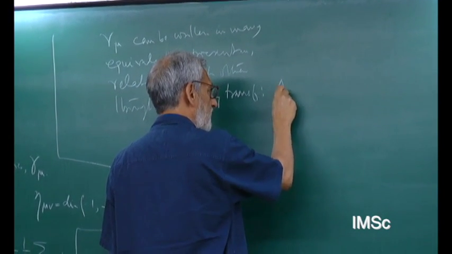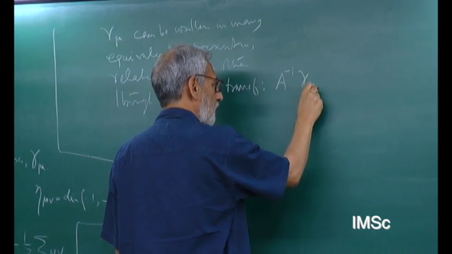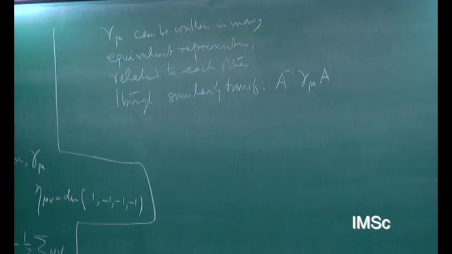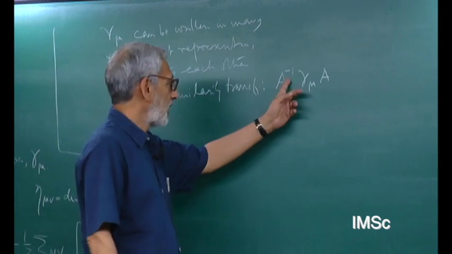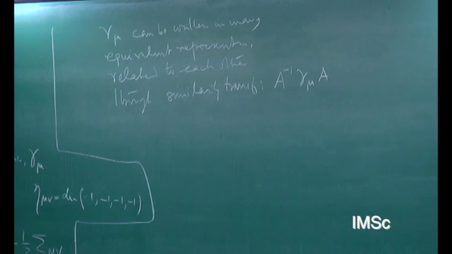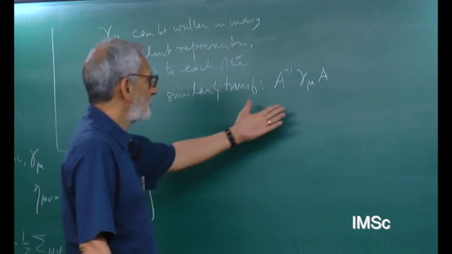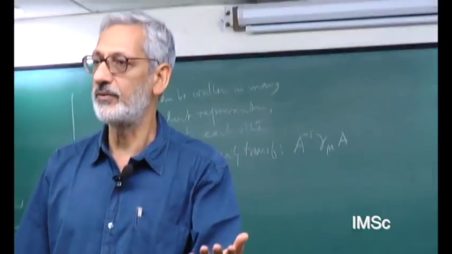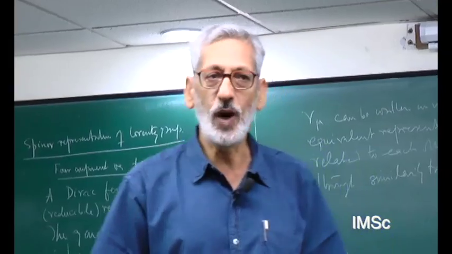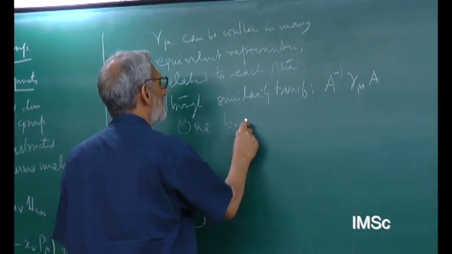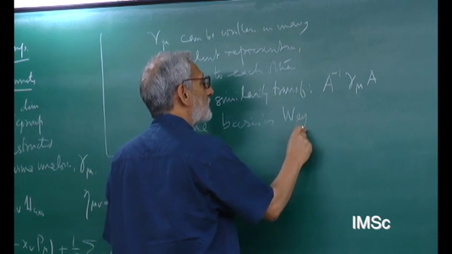Similarity transformation: take a matrix A inverse gamma mu A. So if gamma mu satisfy this algebra, so do A inverse gamma mu A. You can check it for yourself. So we can use this property of this algebra to write gamma mu's in any convenient form that we think is convenient for our purpose. One such form is called Weyl basis.